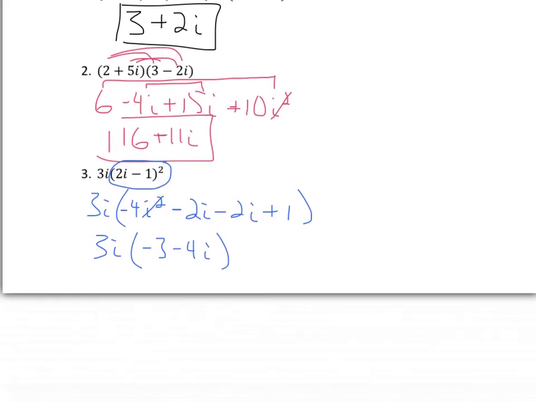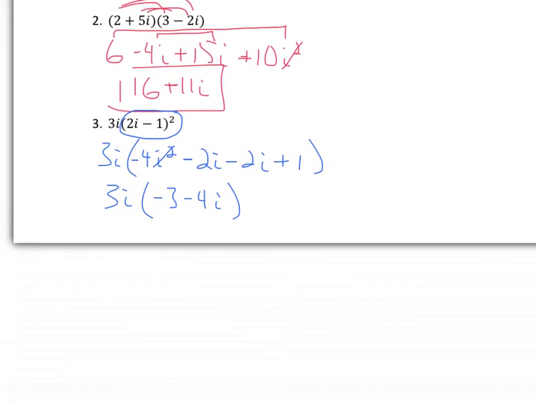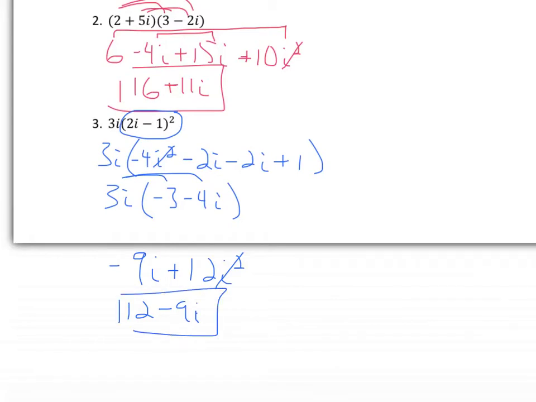Now we can finish this problem up by distributing. So 3i times -3 is -9i. And 3i times -4i is going to be -12i squared. I squareds, cross them out, change the sign. So we've got 12 minus 9i. Final answer.